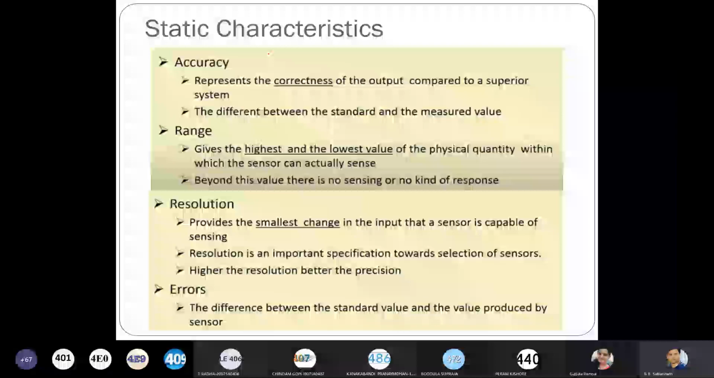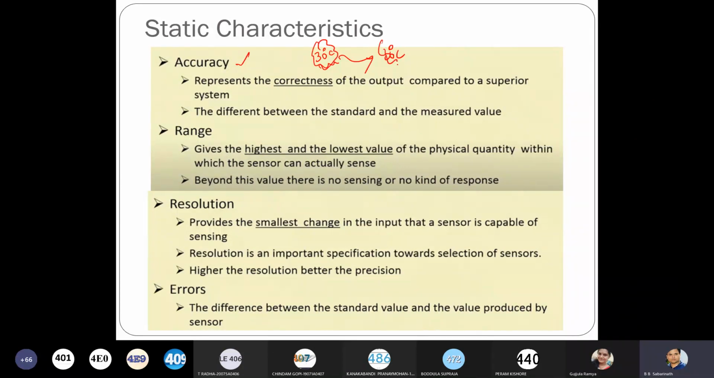You just need to know all these things. So, accuracy. What is accuracy? It represents the correctness of the output. Like, if you want to measure and the actual environment is 30 degrees, whether you are exactly getting 30 degrees with the help of the sensor. That tells about the accuracy.